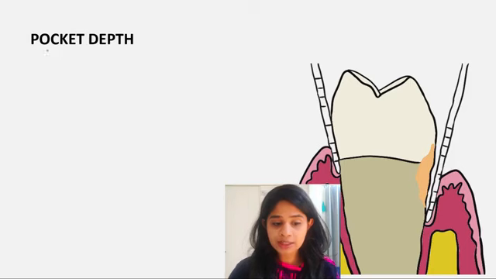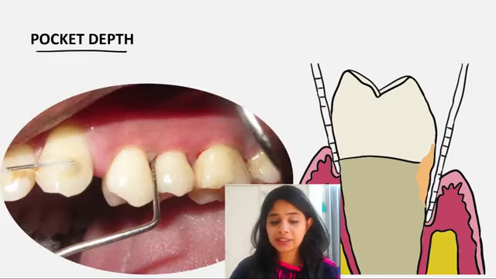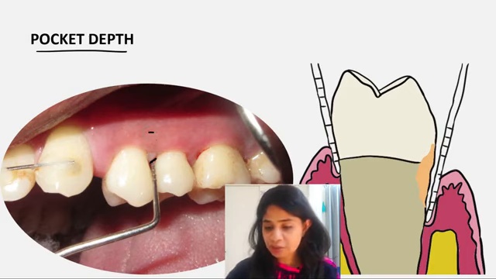So what is a pocket depth? Pocket depth is nothing but the distance between the gingival margin to the base of the pocket. So between the gingival margin, which is right here, to the base of the pocket is the pocket depth.